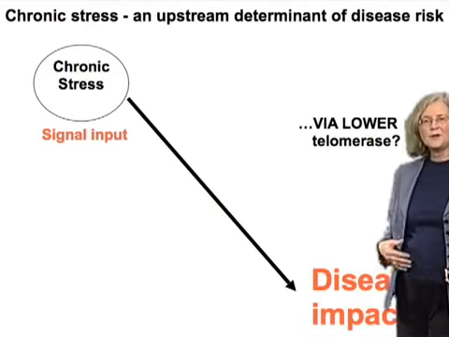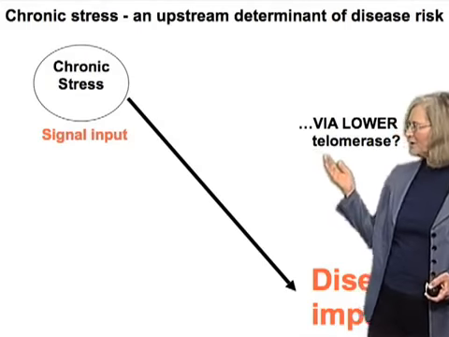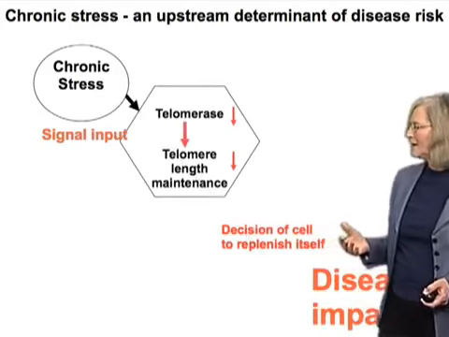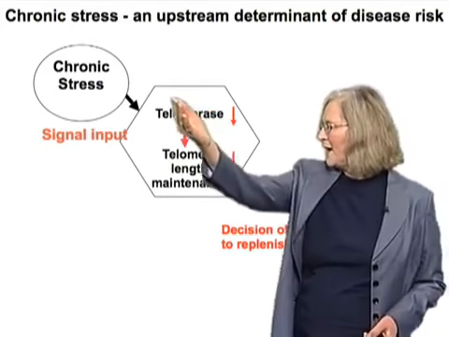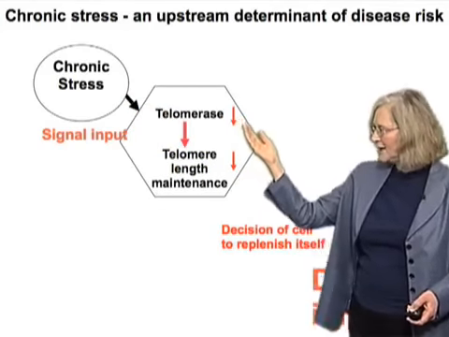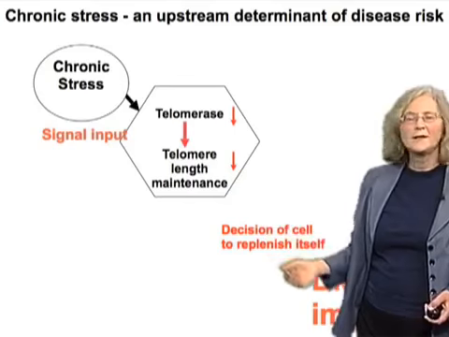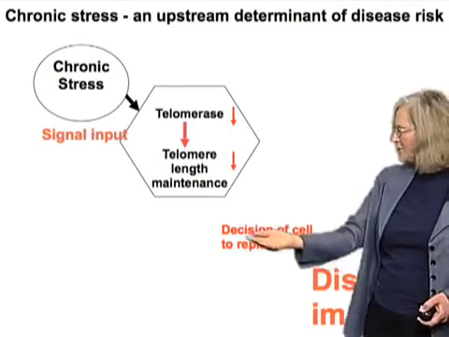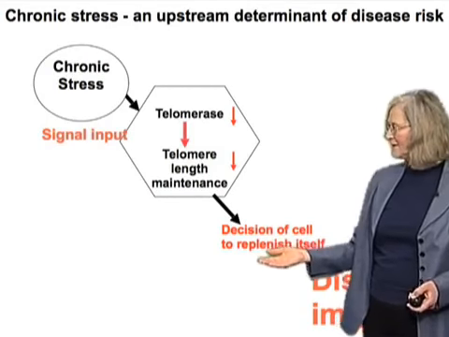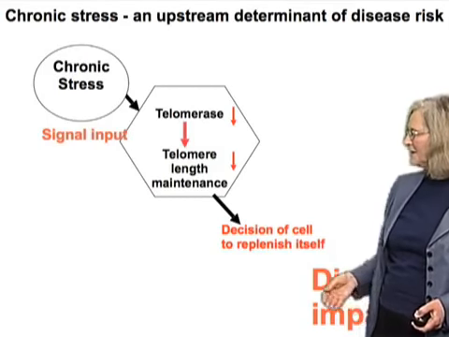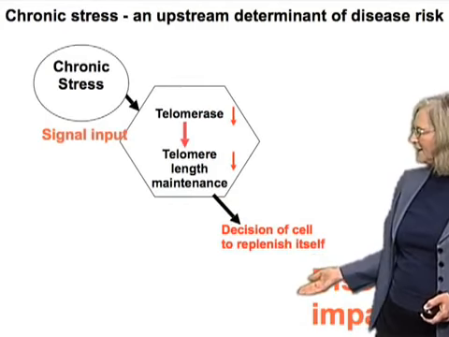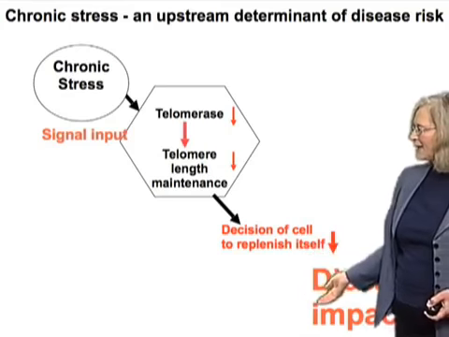Now we've added a new question. Does that occur via lower telomerase? And that is the open question. So as I said, what we know is we have one arrowhead here. We know chronic stress indeed can cause less telomerase and worse telomere maintenance, shorter telomeres, which we know from our biological studies does in fact affect whether cells can replenish themselves. We know from the genetic studies that that can lead to disease impact.